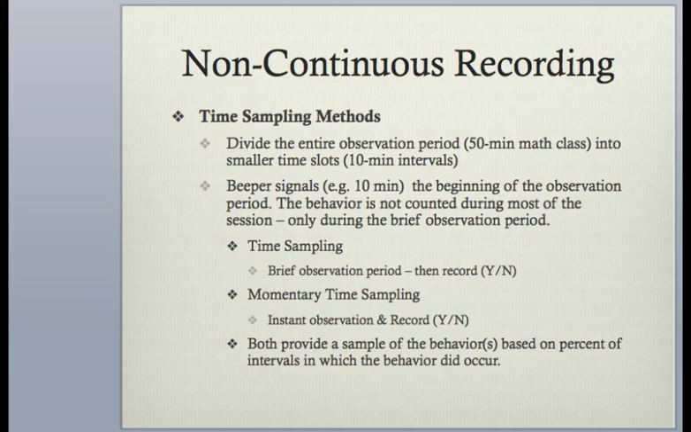And remember, there are two ways to do this. You can do time sampling, where you have a very brief period and then record yes or no. So I might say, is he or is he not on task during this 10-second window? So I'm going to observe, does he stay on task for 10 seconds? Yes. And the other way is to do just momentary time sampling, where we just say a momentary observation, yes or no, is he on task, and move on. Both give us a sample of the behavior based on percent of intervals in which the behavior is actually seen occurring.